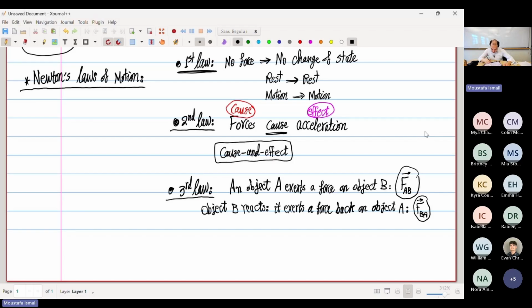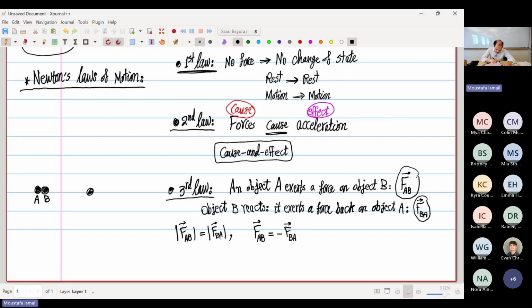So Newton's third law tells you that the magnitudes of the forces are the same. So the magnitude of F_AB is the same as F_BA, but the direction is different. So F_AB is negative F_BA. So they point in opposite directions. The important part is that the action and reaction forces act on different objects. So if this is object A and this is object B, then we have action and reaction forces.